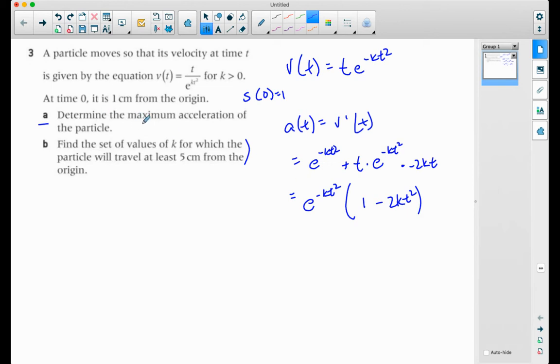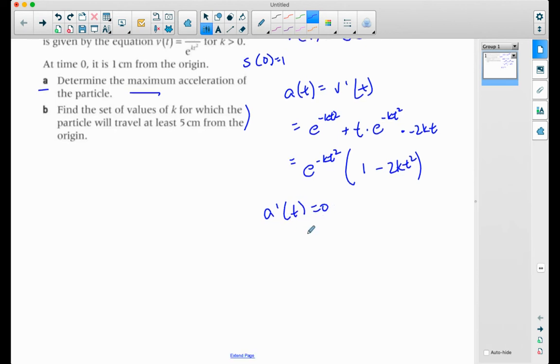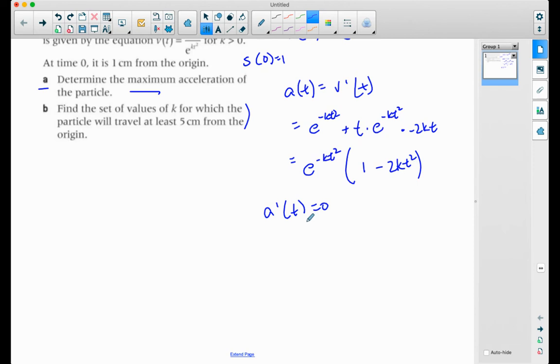But if I want to find the maximum acceleration, I want the derivative of acceleration to equal 0. And that will give me a minimum or a maximum, then I have to check to see what's going on. So now I have to find the derivative of this. So again, if I'm going to do the derivative of the acceleration, I have to do the derivative of the first.